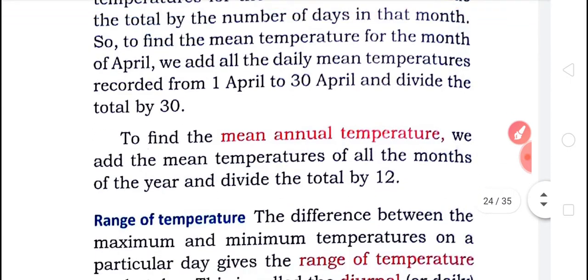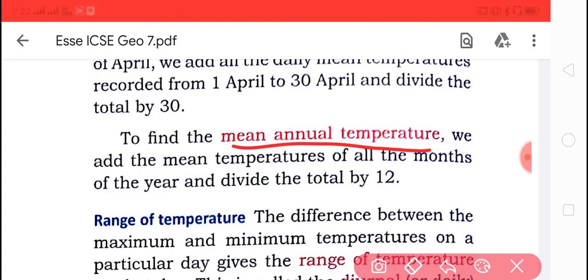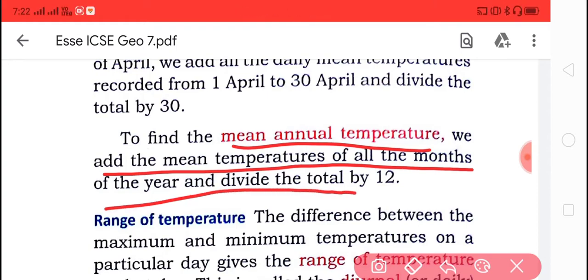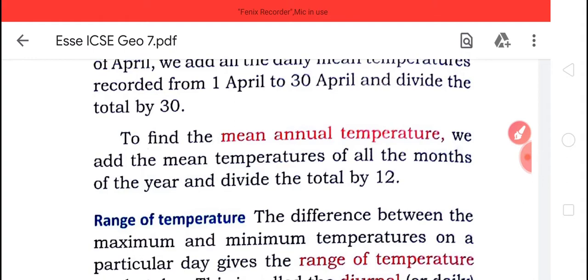To find a mean annual temperature, we add the mean temperature of all the months of the year and divide by 12. Thus we can find a mean annual temperature.